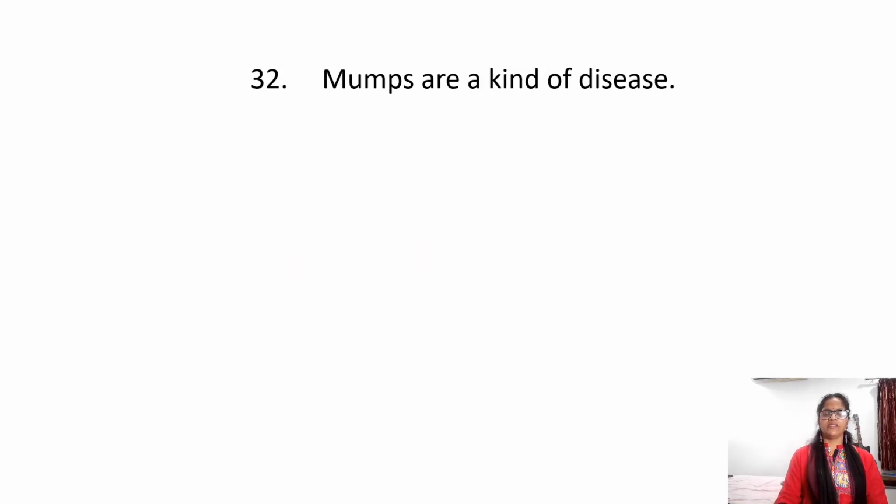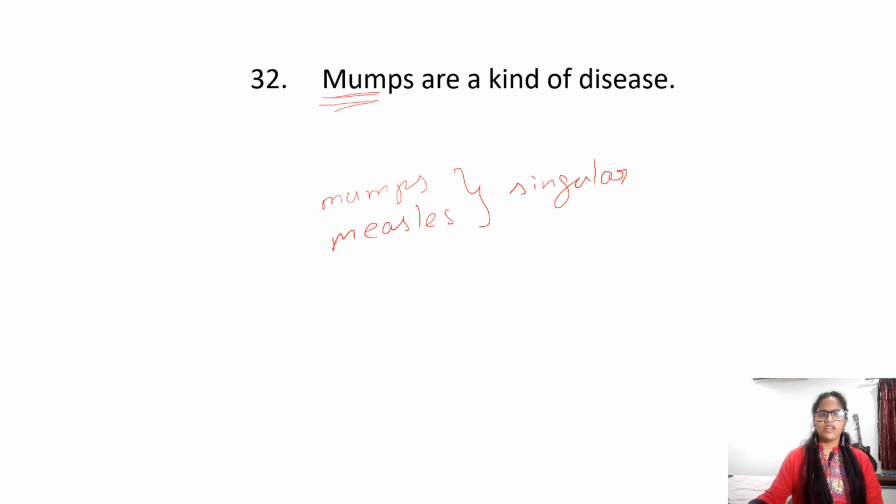Here is the next question. "Mumps are a kind of diseases." Names of certain diseases like mumps, measles, they are singular nouns. Mumps, though it looks like plural, is a singular noun. So "Mumps is a kind of disease" is the correct answer.